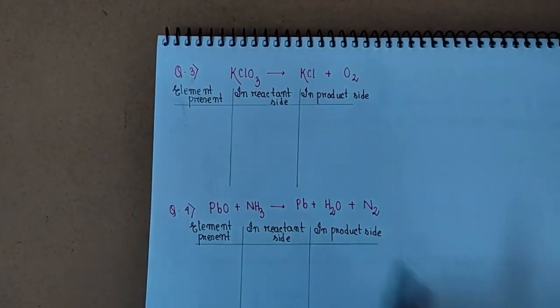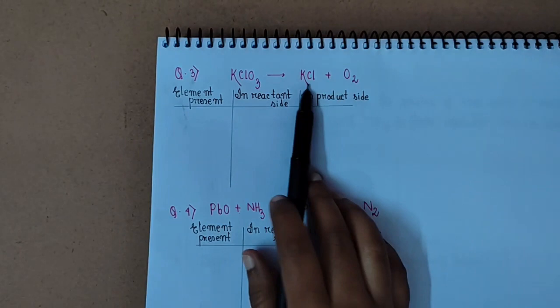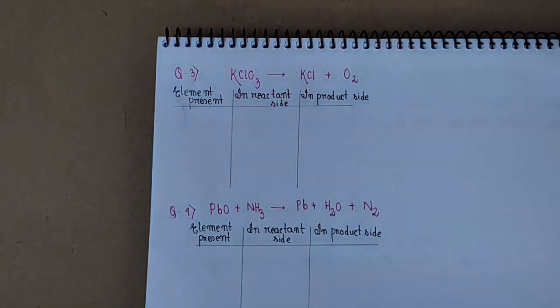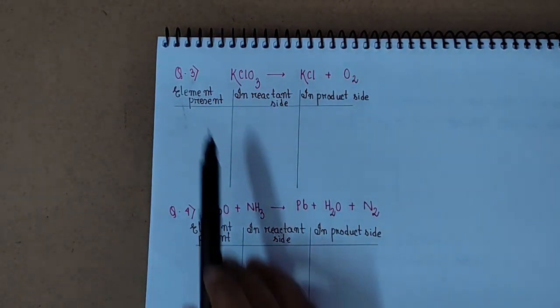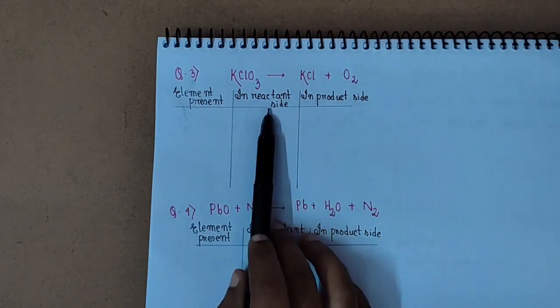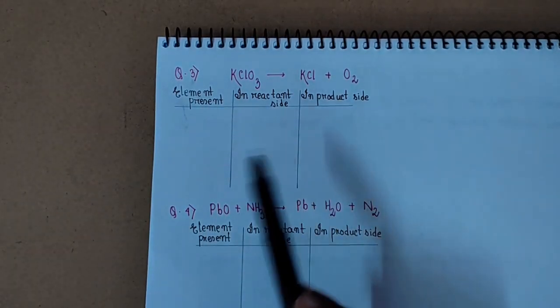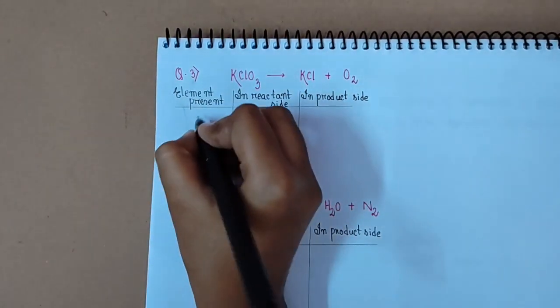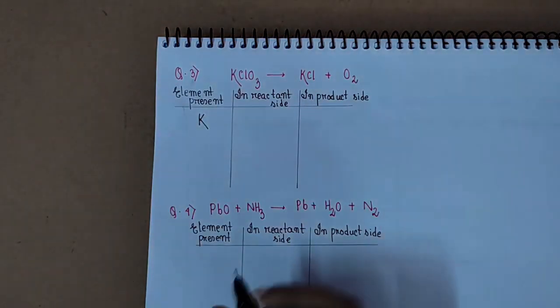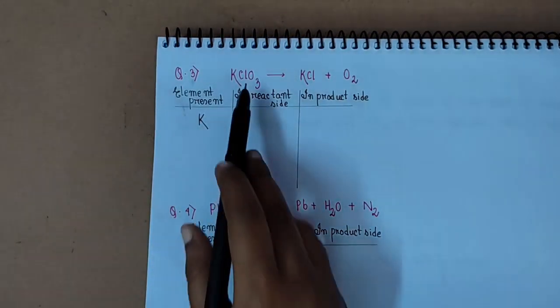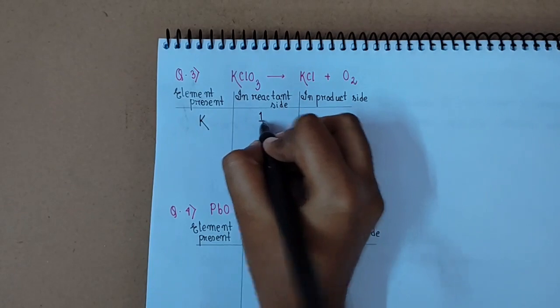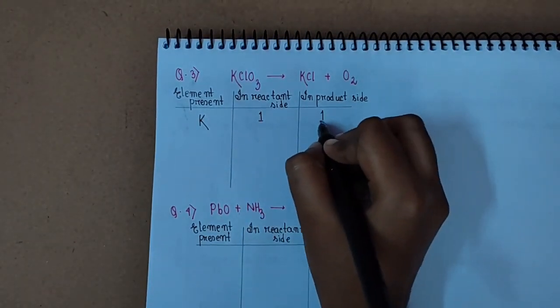Now the next one. What is the next one? Potassium chlorate gives potassium chloride and oxygen. So again the same thing we have to do. Element present in reactant side and in product side. So elements, this is potassium. So what is the number of atoms of potassium in the reactant side? This is 1. And in the product side also this is 1.